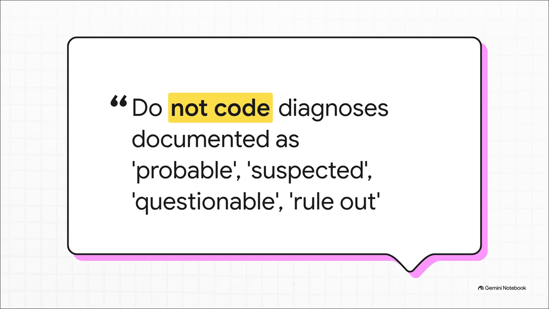To really hammer this rule home for the outpatient setting, listen to this direct quote from the official outpatient guidelines. It explicitly says, "Do not code diagnoses documented as probable, suspected, questionable, rule out, or working diagnosis or other similar terms indicating uncertainty." Seriously, burn this into your memory right now. If the exam question says outpatient clinic and the doctor writes probable pneumonia, your answer absolutely must be the patient's symptoms, like a cough or fever, never the pneumonia code itself.